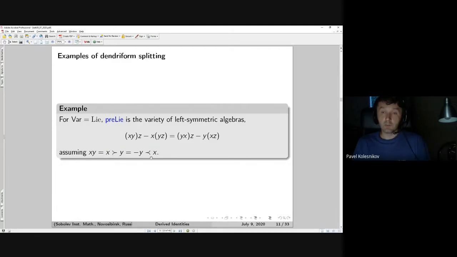The dendriform 2-split of anti-commutativity is given by this particular identity. So we may express everything in terms of only one operation. And in terms of this particular operation, what we obtain would be left symmetry. If we replace everything with not right but left multiplication, then we obtain right symmetry, of course.